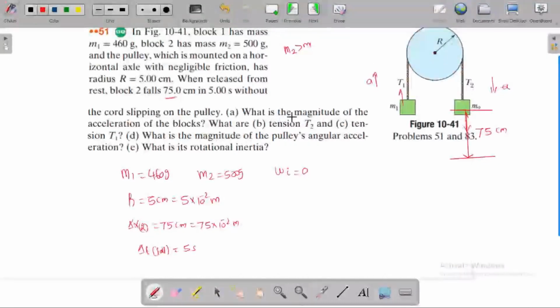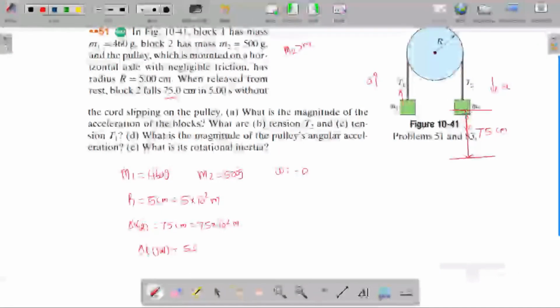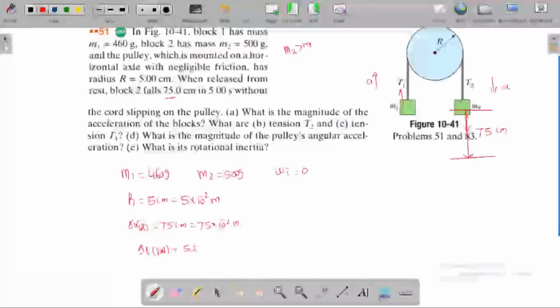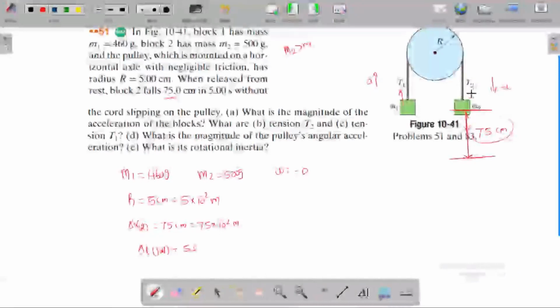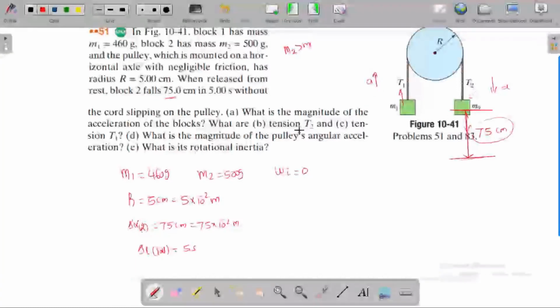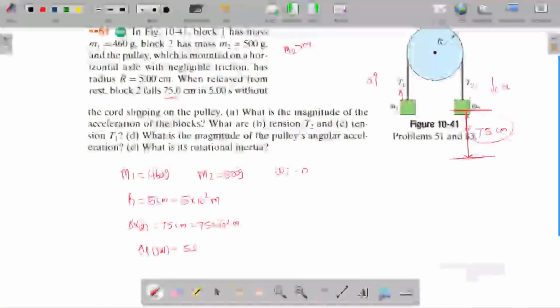What is the magnitude of the acceleration of the block? We have to find the acceleration of either block. We have data for block 2 because it is displaced 75 cm, so I choose block 2 and write the equation for it, then we find the acceleration. This acceleration is equal to block 1's acceleration, the very basic principle. Then we find tension 2 and tension 1, same as what we did in Newton's laws of motion. Then what is the magnitude of the pulley's angular acceleration? The pulley would have angular acceleration alpha.